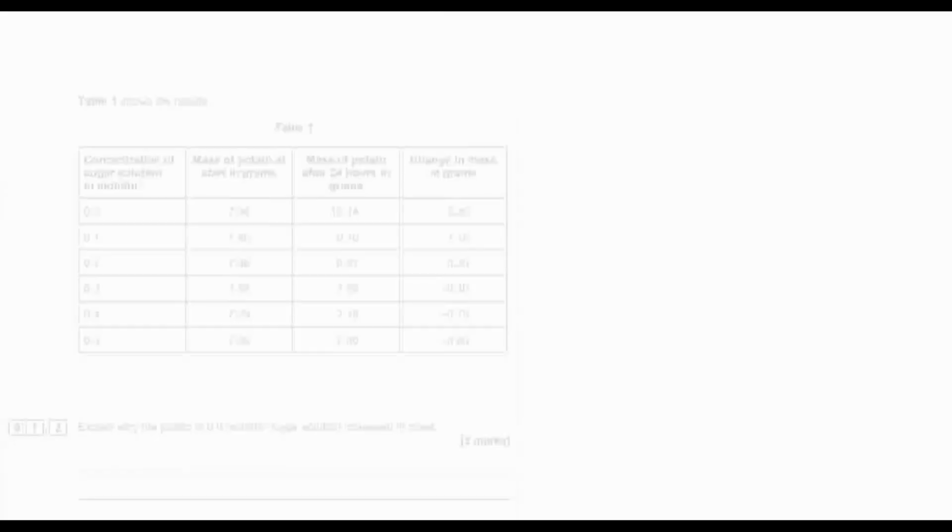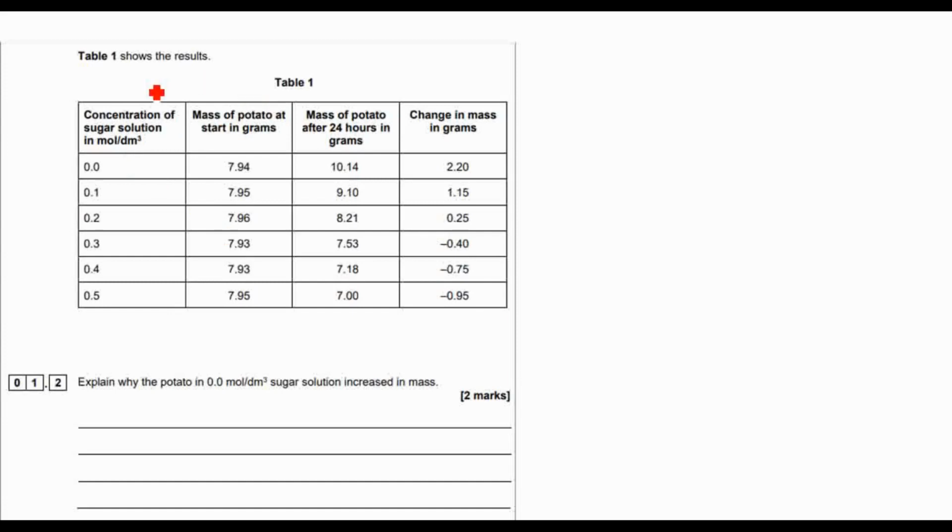Very easy, too easy. All right, so they've given you some data here, and they said explain, very important, so explain why the potato in 0.0 moles per dm cubed sugar solution increased in mass. So if you have a look at the mass, it was 7.94, it's now 10.12. Why did it increase in mass? Now, remember we're doing osmosis, so it increased in mass because it gained water. Okay, I would say that's a mark to mention that it gained water.